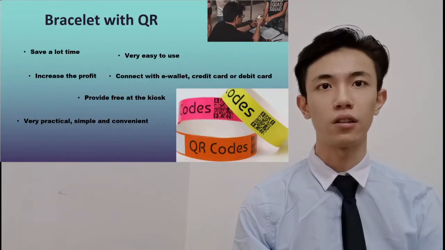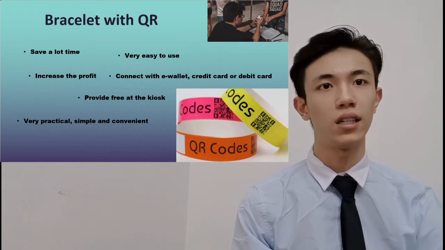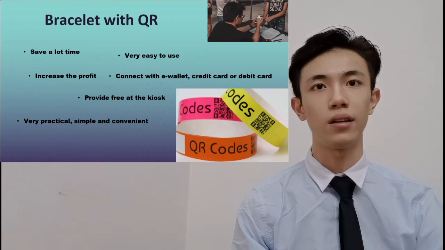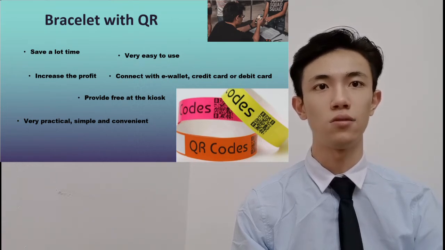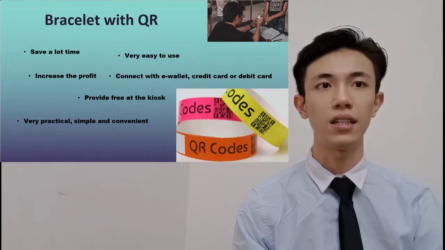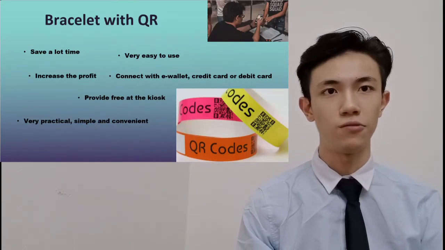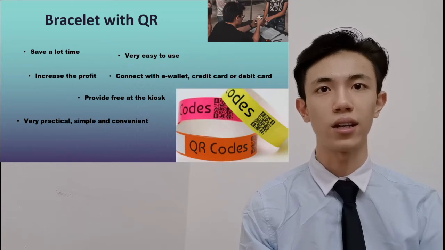The next AI technology that can be implemented at the activity center is the AI bracelet. The bracelet will connect to the e-wallet, credit card or debit card. Players or consumers can get the bracelet provided at the kiosk at the entrance of the activity center. They can connect their e-wallet, credit card or debit card by just scanning the QR code on the bracelet.